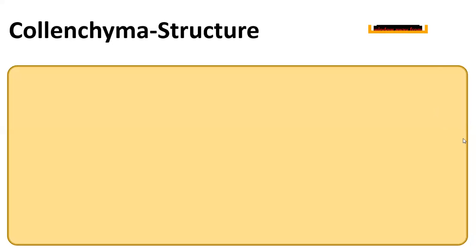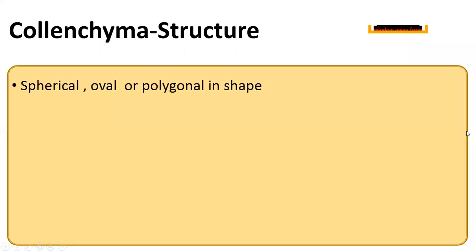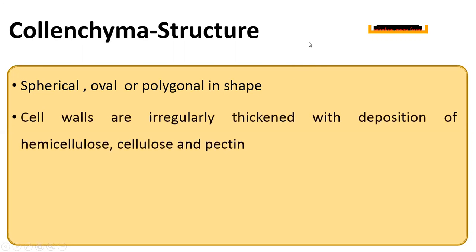Okay, now going to the general characters of Collenchyma cells. They are spherical, oval or polygonal in shape. Next, the cell wall is thickened, but the thickening is irregular. It is because of irregular deposition of hemicellulose and pectin. Like any other plant cell, their cell wall is made up of cellulose, which is the primary cell wall. To the primary cell wall, hemicellulose and pectin will get deposited, but not continuously throughout.